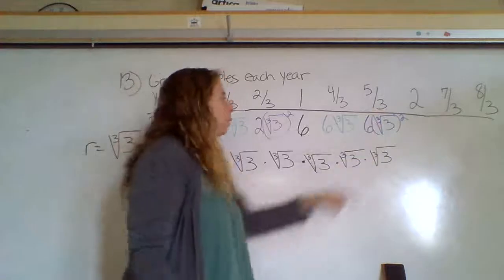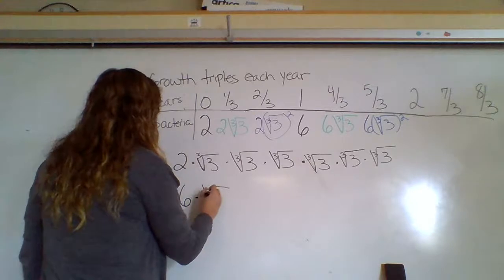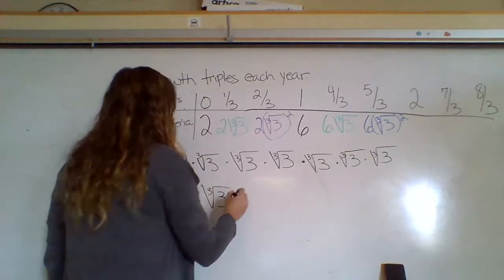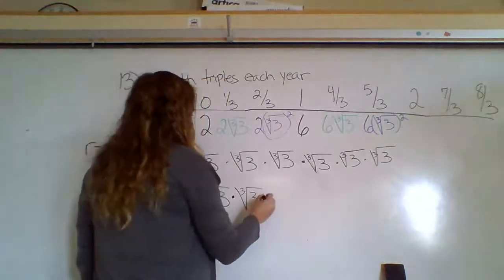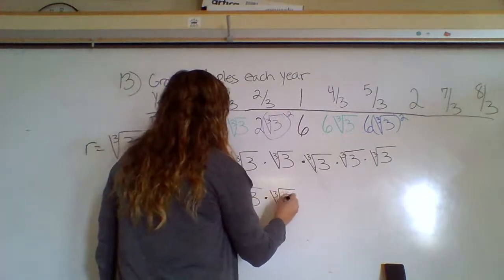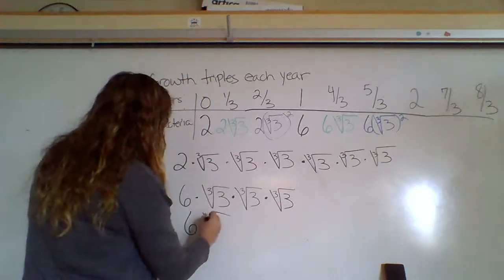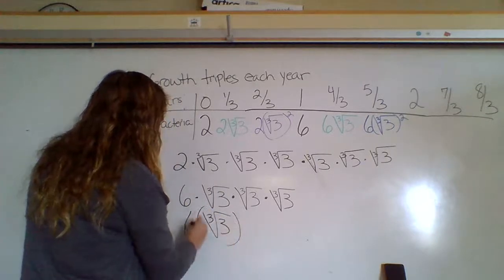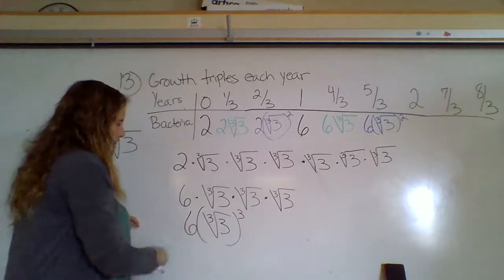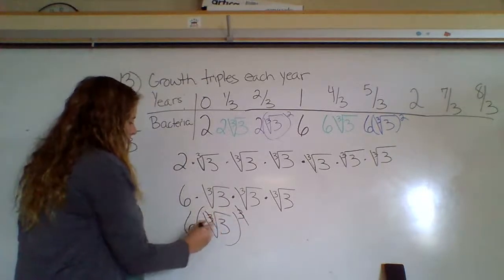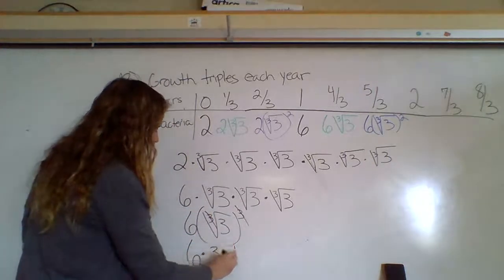Okay, well, let's figure out 2. So we have 6 times the cube root of 3 squared, which is cube root of 3 times the cube root of 3. And now we have to multiply it by it again. All right, once again, this is actually 6 cube root of 3 cubed. Okay, so once again, your 3's are going to cancel. And so you have 6 times 3, which is 18.